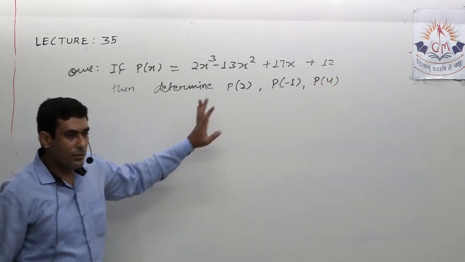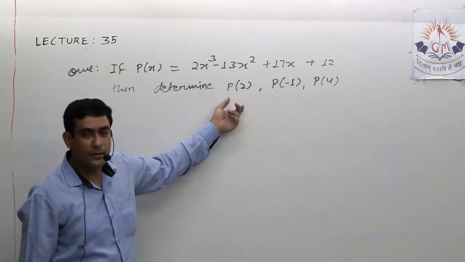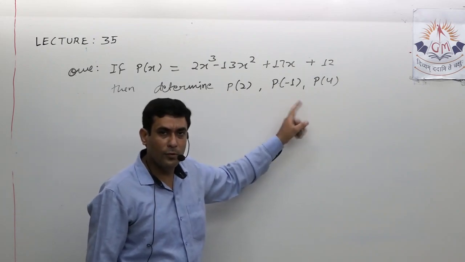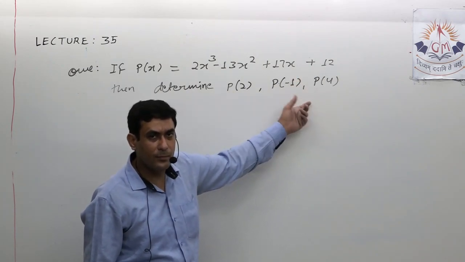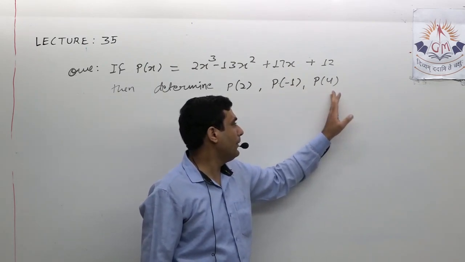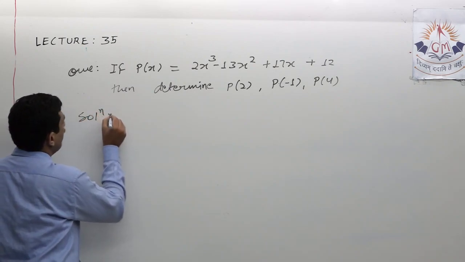So here they are not asking to find the value of the polynomial at x equal to 2, they are asking to determine p of 2. It's the same thing. They are not asking to find the value of the polynomial at x equal to minus 1, they are simply asking to determine p of minus 1, and p of 4. Let us see each and every one by one.